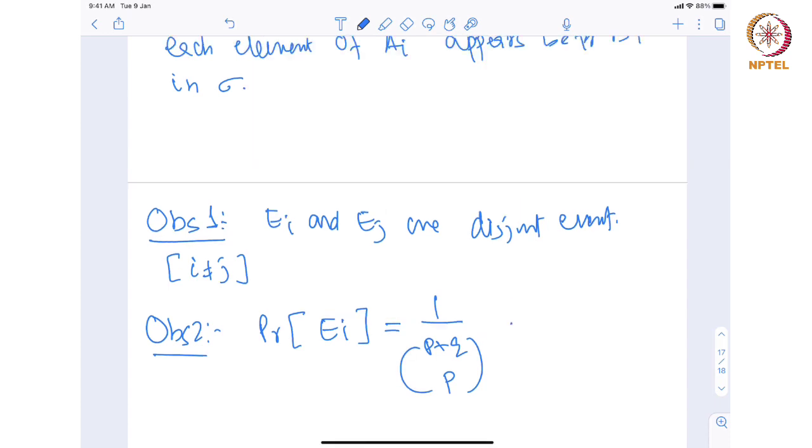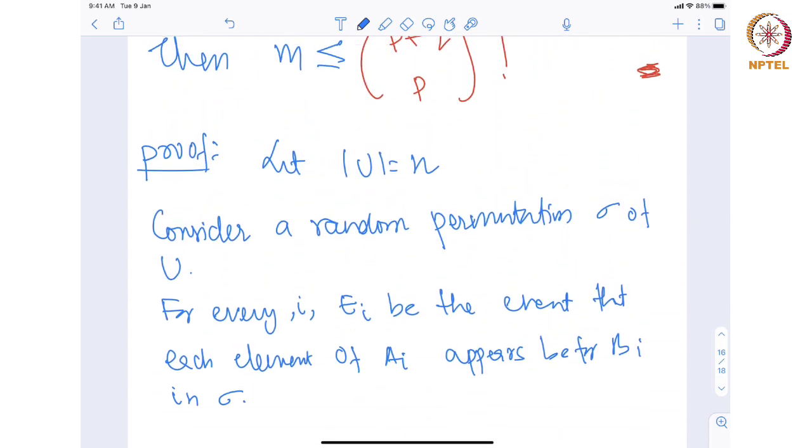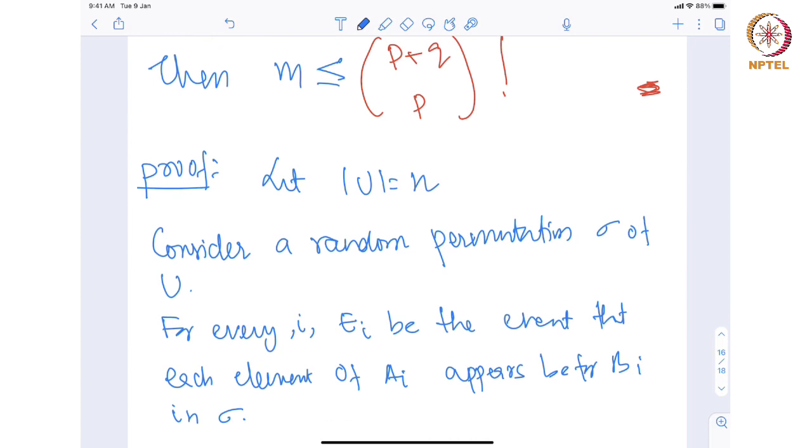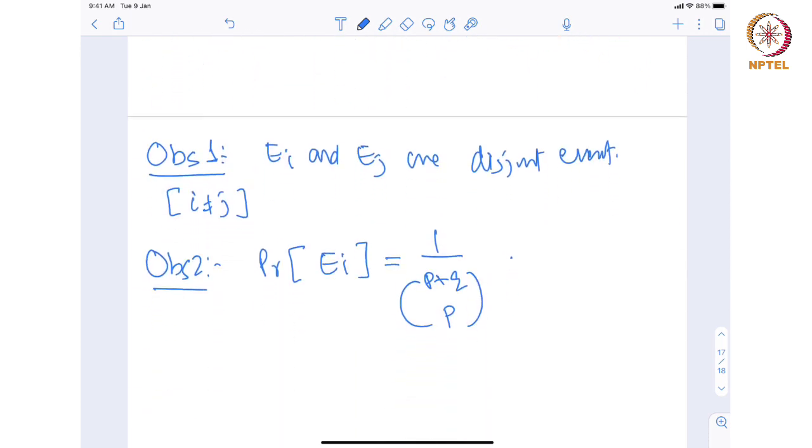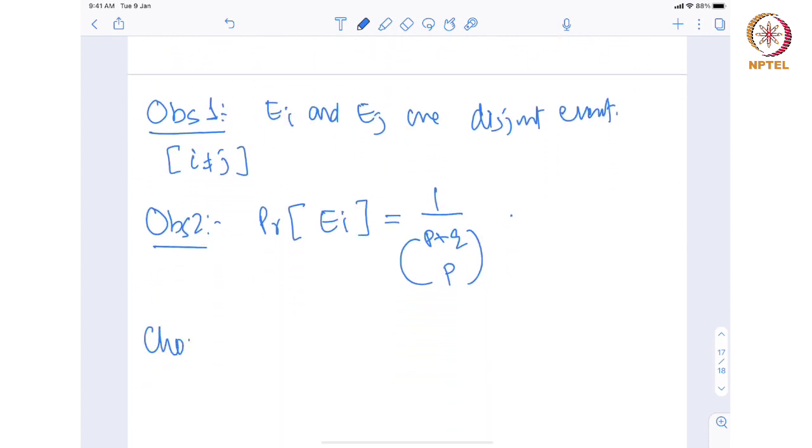Now let us try to see what the random experiment is. We choose a random permutation rho of U, meaning there are n factorial permutations of U. You choose one permutation rho, with probability 1 over n factorial.